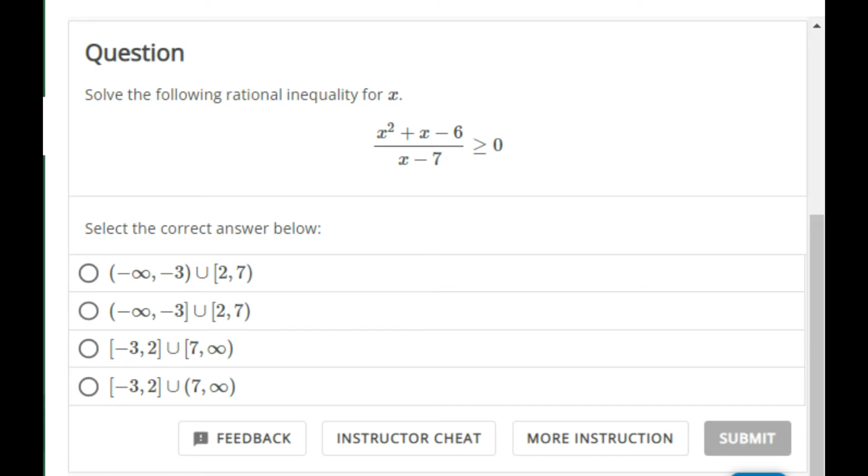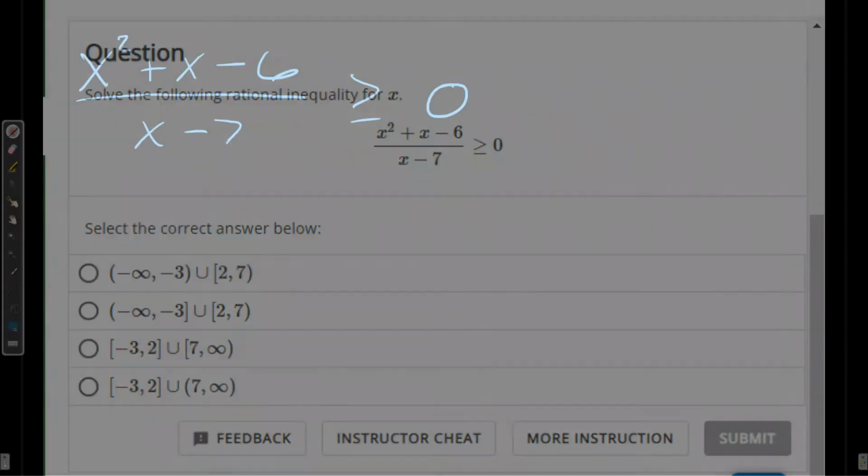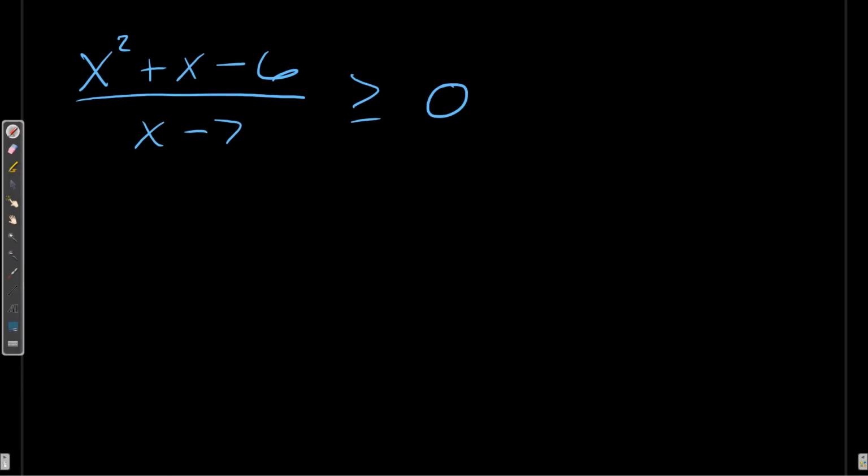So we are supposed to solve the following rational inequality for x and then give the, I guess, the interval where this inequality is valid. Okay, so here's the problem.